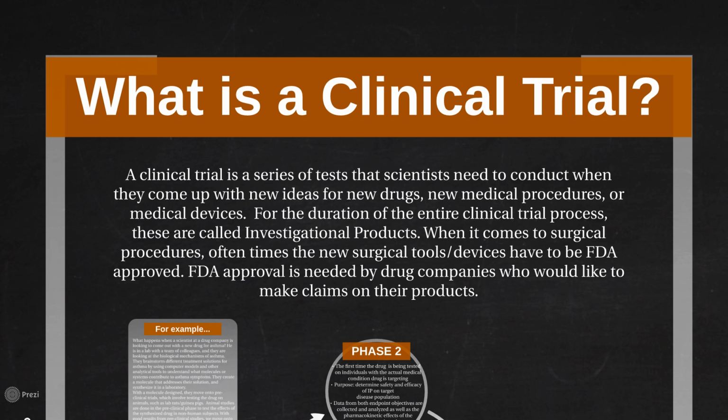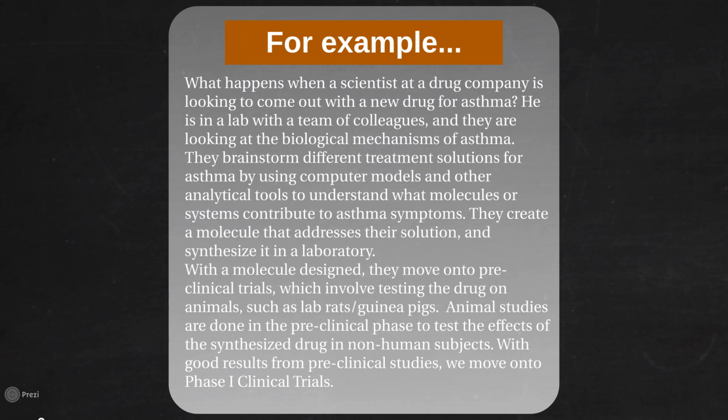An example I always give is asthma. What happens when a scientist at a drug company is looking to come out with a new drug for asthma? He's in the lab with a team of colleagues, and they're looking at the biological mechanisms of asthma. They brainstorm different treatment solutions. They use computer models and other analytical tools to understand what molecules or symptoms contribute to asthma symptoms. They then create a molecule that addresses their solution and synthesize it in a lab.